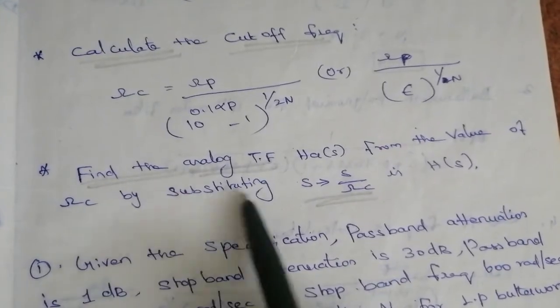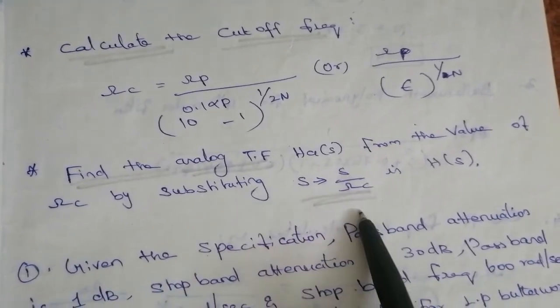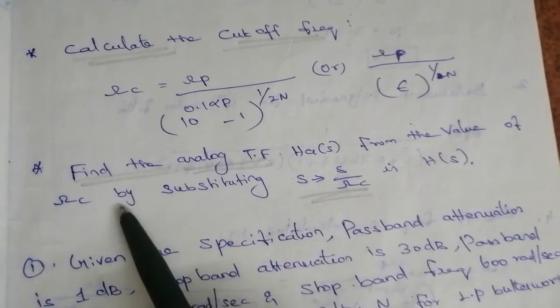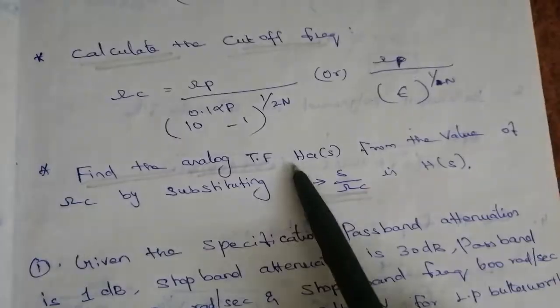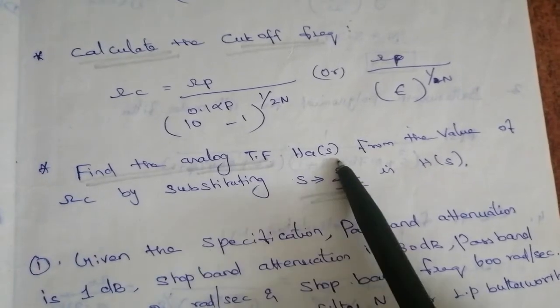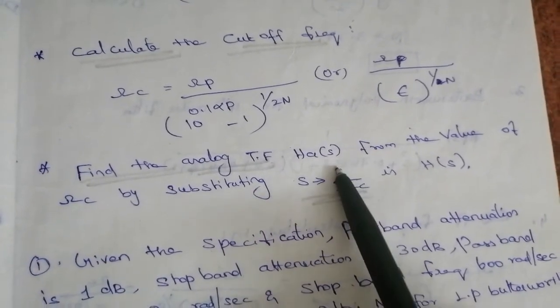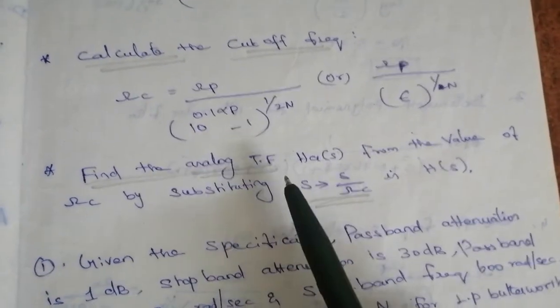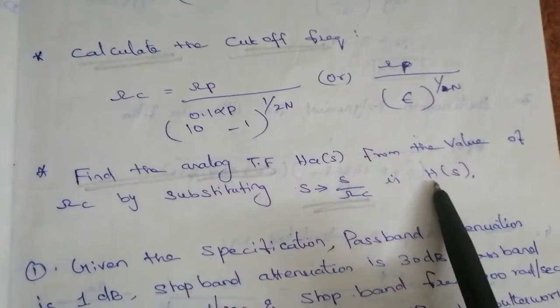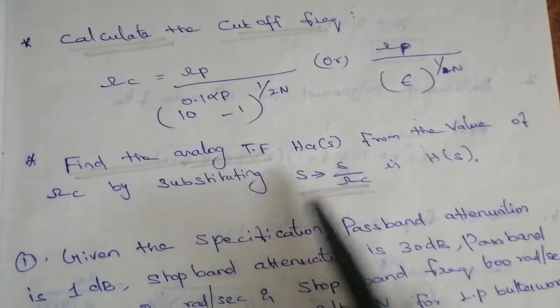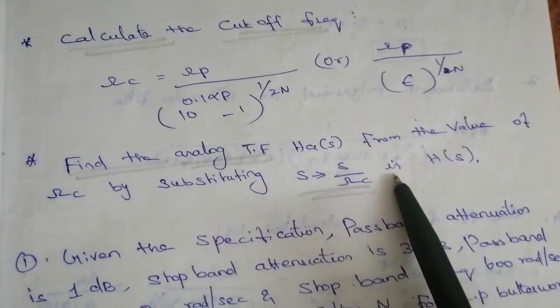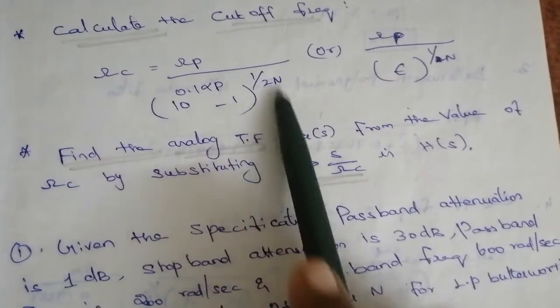So the last step, find the analog transfer function H a of s from the value of sigma c by substituting s equal to s by sigma c in H of s. So the last step is to find the analog transfer function, denoted as H a of s. So H a of s is nothing but we have to substitute in this H of s, that is, replace s with s by sigma c. We have the value of sigma c, right?